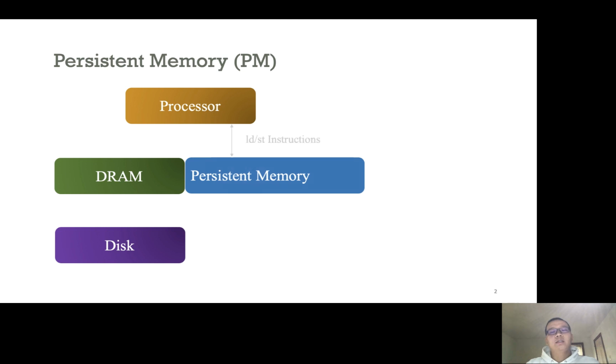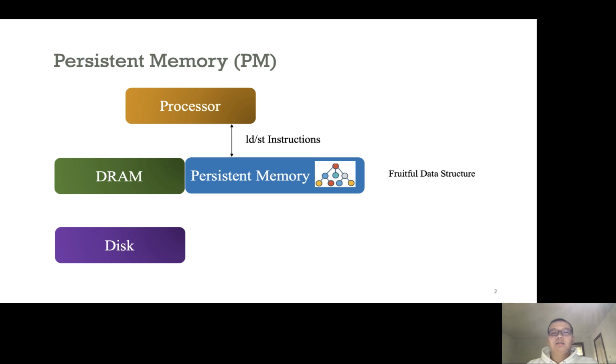Processors can just use regular load and store instructions to access persistent data without the serialization of file system calls. Persistent memory can also keep the fruitful data structures as persistent data to avoid reconstructions.